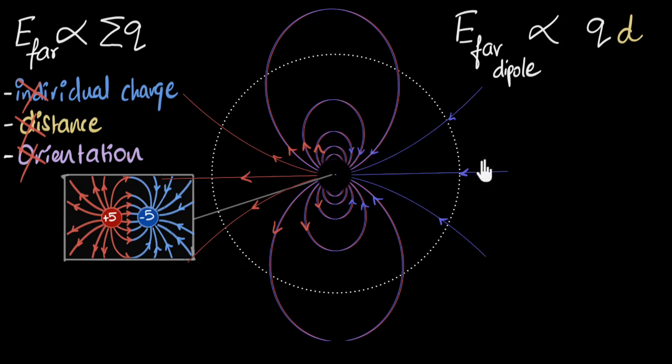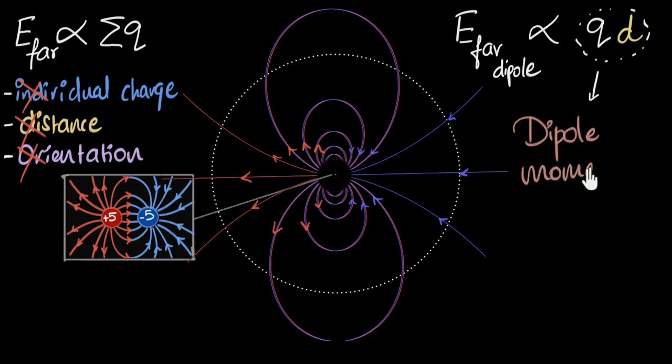Ooh, that means, what does the field far away due to a dipole depend on? It doesn't just depend on the charge. It doesn't just depend on the distance. It depends on the product. The product now decides the strength of the dipole. And therefore, we give a name to this product. This product is called the dipole moment.